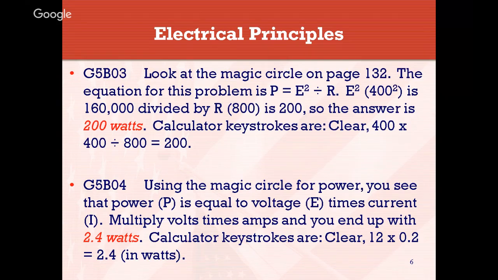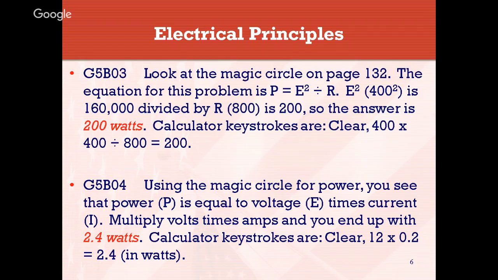Remember the relationship of the voltage. As far as Ohm's law is concerned, if you visualize E over I R, I times R, or the current times resistance, gives you the voltage. If you want to find resistance and you know current and voltage, you're going to divide current into voltage. If you want to know current, you know voltage and resistance, you're going to divide resistance into voltage, and it's going to give you the current.